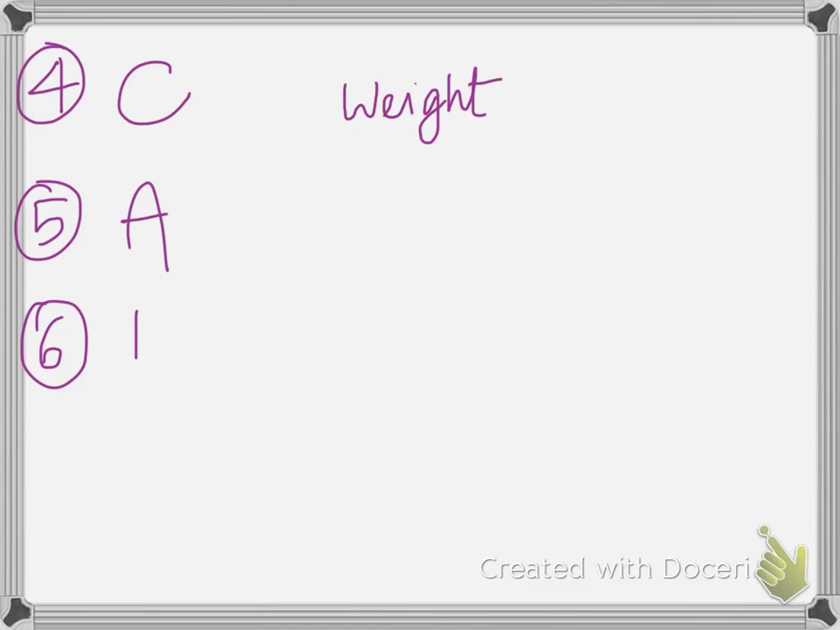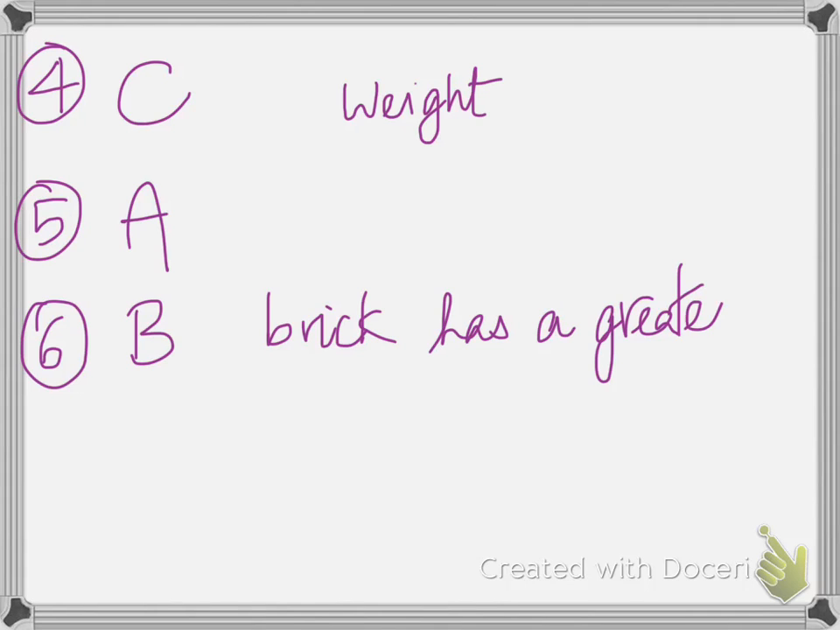So A. 6. A brick and a feather fall to the earth at their respective terminal velocities. Surely the terminal velocity of the brick is going to be much greater than that of the feather. And since the velocity is greater, the air friction on it is going to be greater as well. So B is the answer.